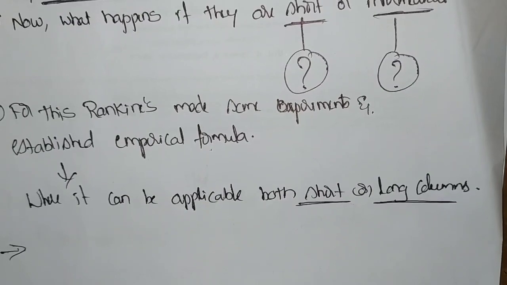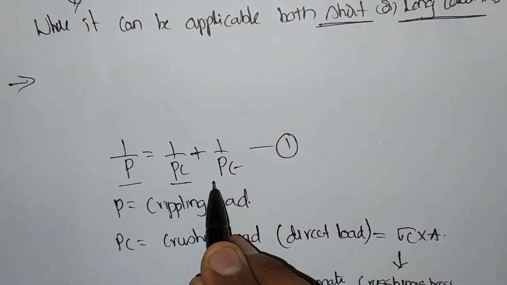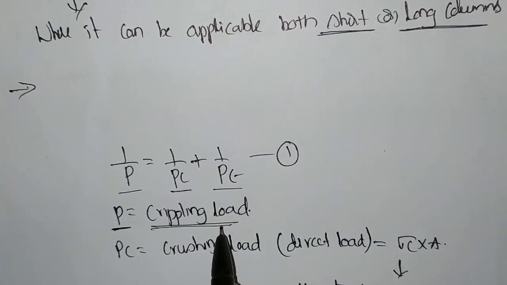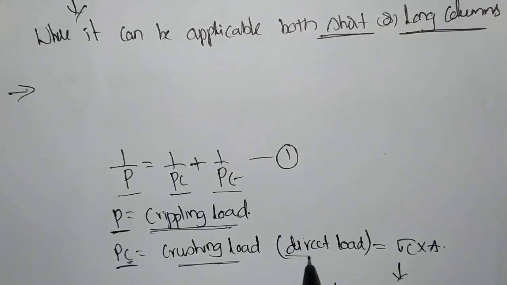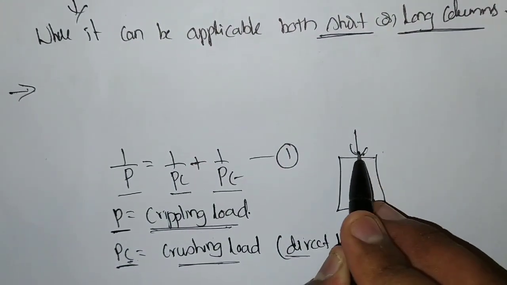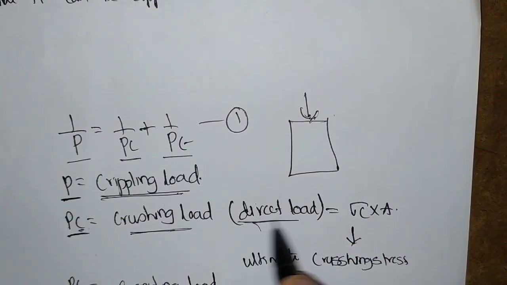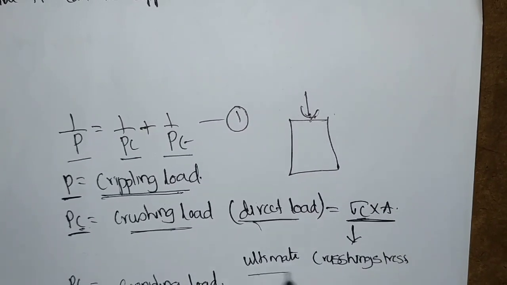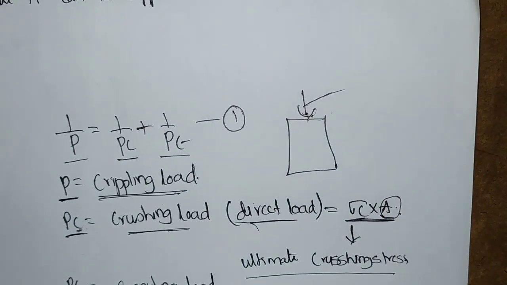Rankine's formula is denoted by 1/P = 1/Pc + 1/Pe, where P is the crippling load, the buckling effect, and Pc is the crushing load, the direct load. If the load acts on a column, this is the direct effect into the area of the section. This direct load is defined as sigma_c times A, where sigma_c is the ultimate crushing stress and A is the area. That is Pc.